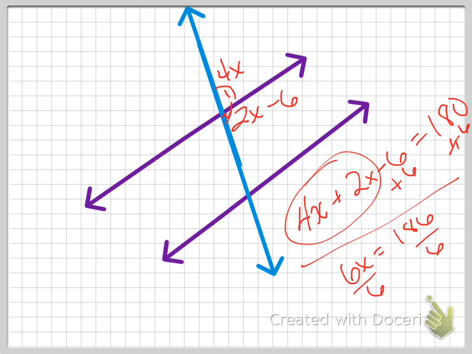After you divide by 6, what did you get when you divided by 6? X is equal to what? 31.